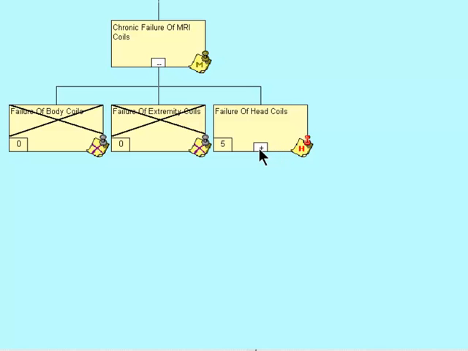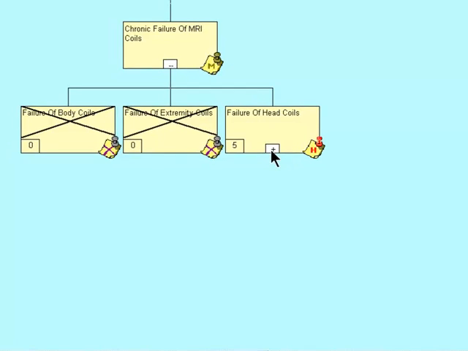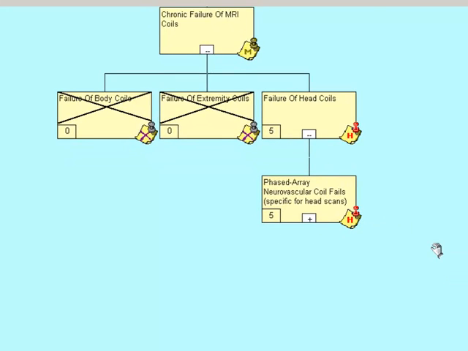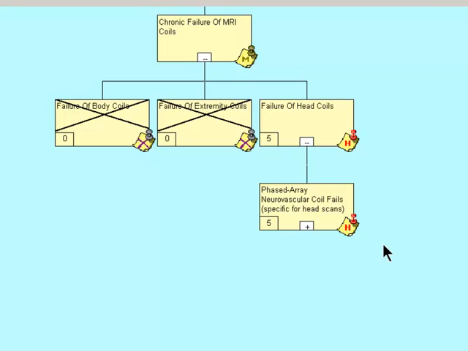How could I have a failure of the head coils resulting in the unavailability for neurovascular scans? The possibility here is singular, and it would be phased array neurovascular coils that fail. These are specific for the head scans. So only the failure of these types of coils would result in the unavailability for neurovascular scans. So we become hypothetical again. We say, how could these coils be failing?